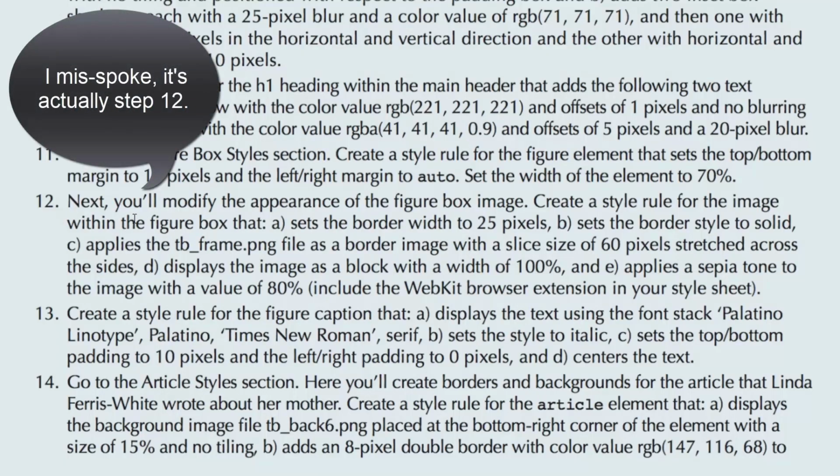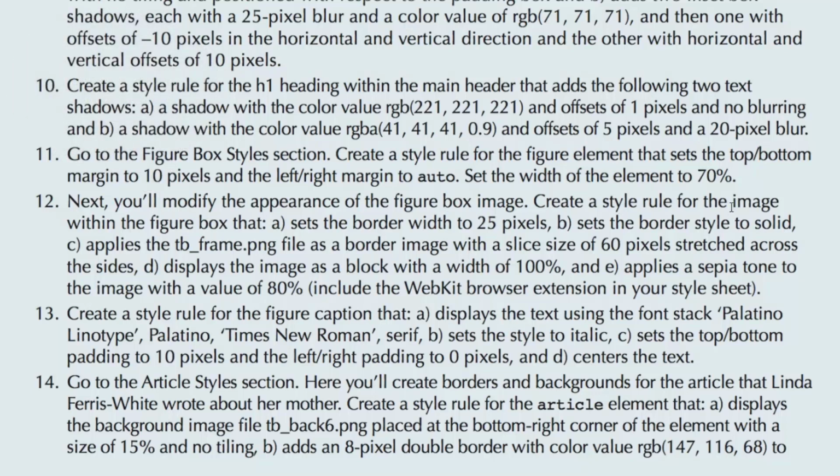In step 11, now we're going to modify the appearance of the figure box image. We're going to create a style rule for the image within the figure box that sets the border width to 25 pixels, sets the border style to solid, and then applies the TB frame PNG file as a border image with a slice size of 60 pixels stretched across the sides. Then we want to display the image as a block with a width of 100%, so that's inside of the actual figure element, just fills up the figure element.